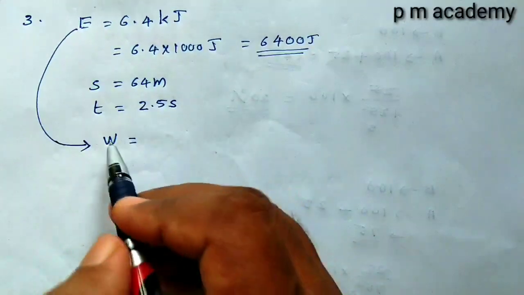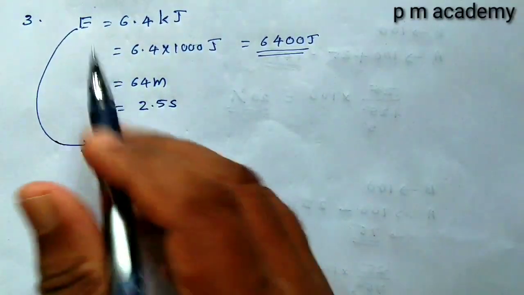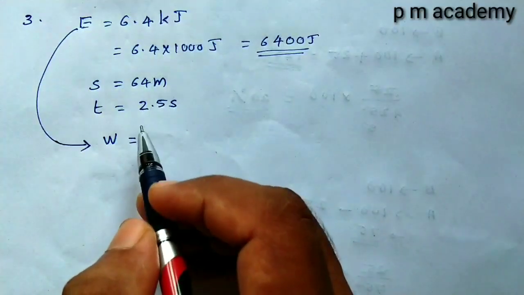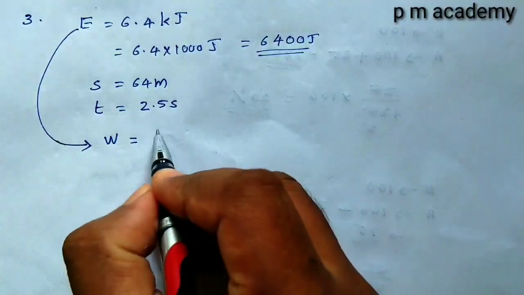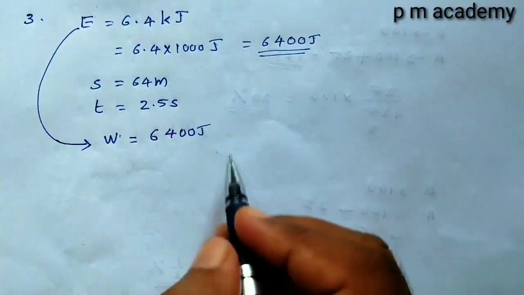Before going to the first question, you have to remember that energy spent and work done are same. Whatever work you do, that is the energy you have spent. Therefore work and energy spent are same. Therefore work is equal to 6400 joule. Remember that energy and work are same.